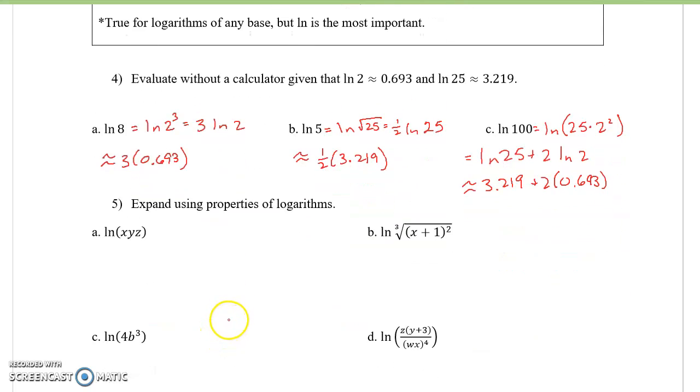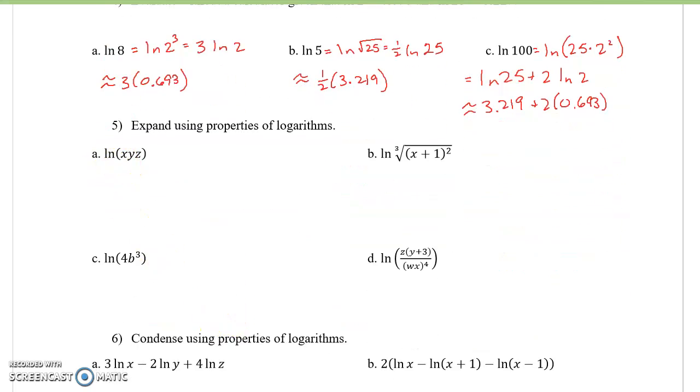We're going to do that more generically here with some variables. Same idea though. We can turn a product into a sum. So natural log of x times y times z is the natural log of x plus the natural log of y plus the natural log of z. If we have multiple things going on, just work your way from the outside in.